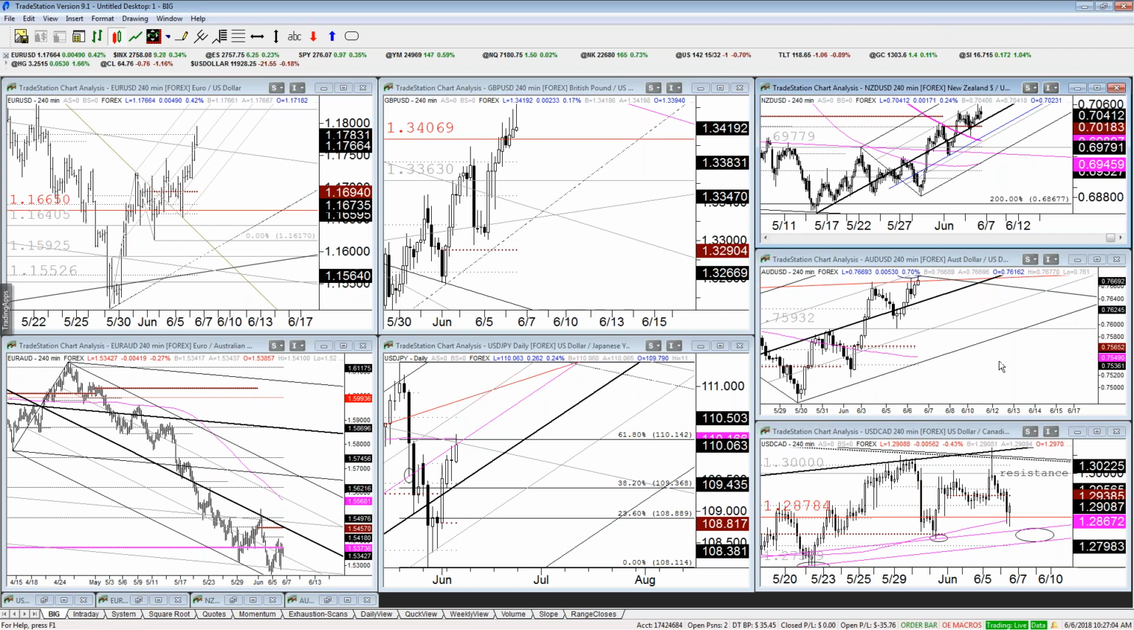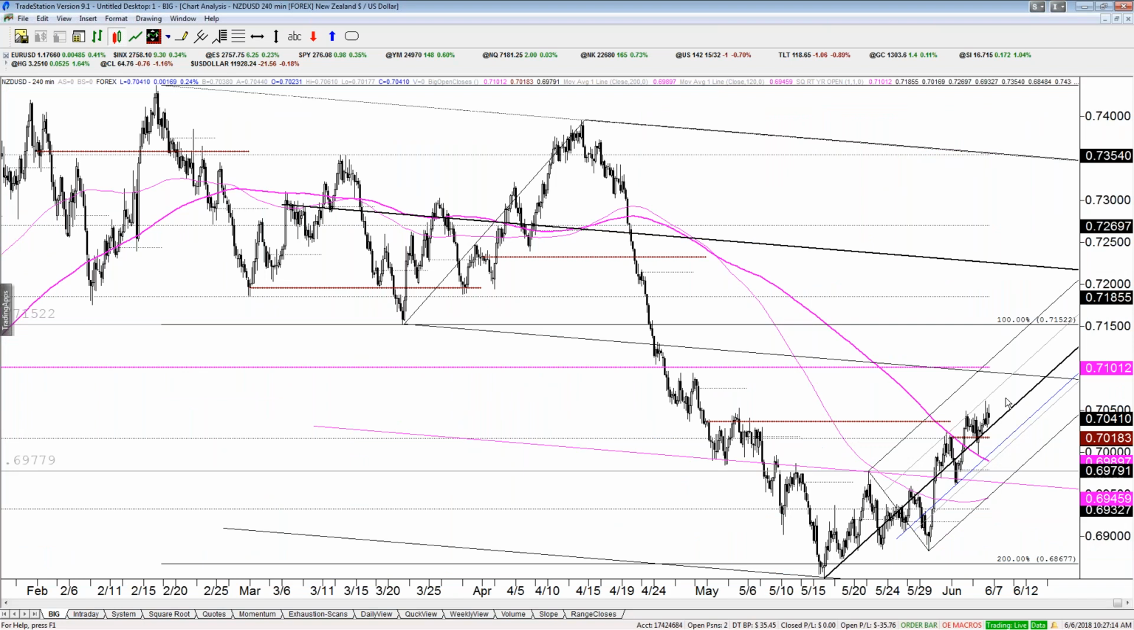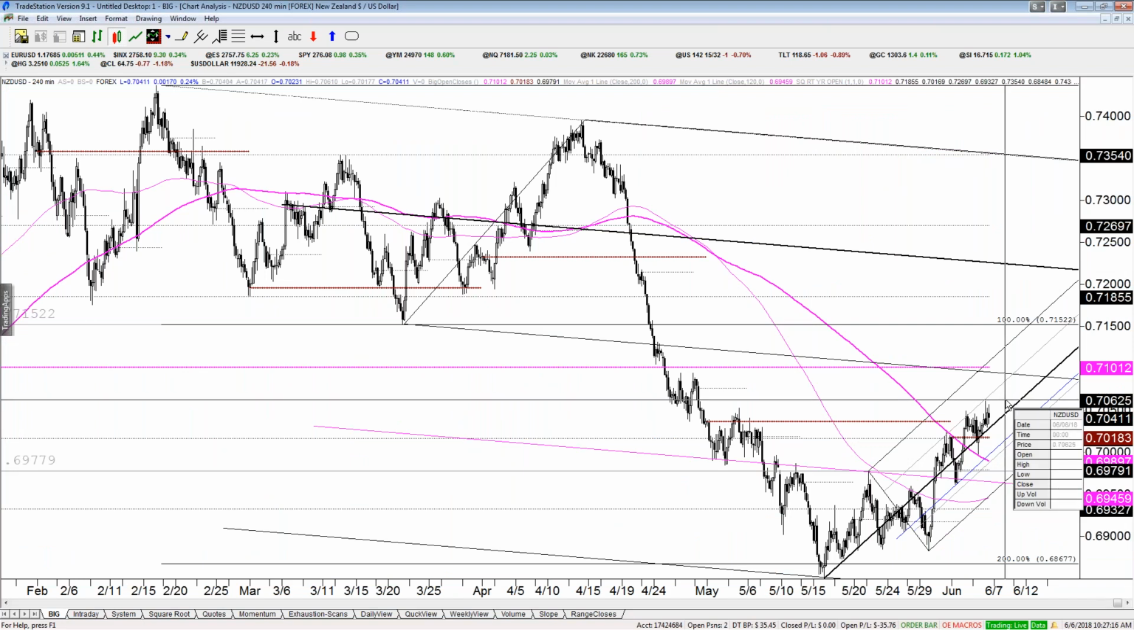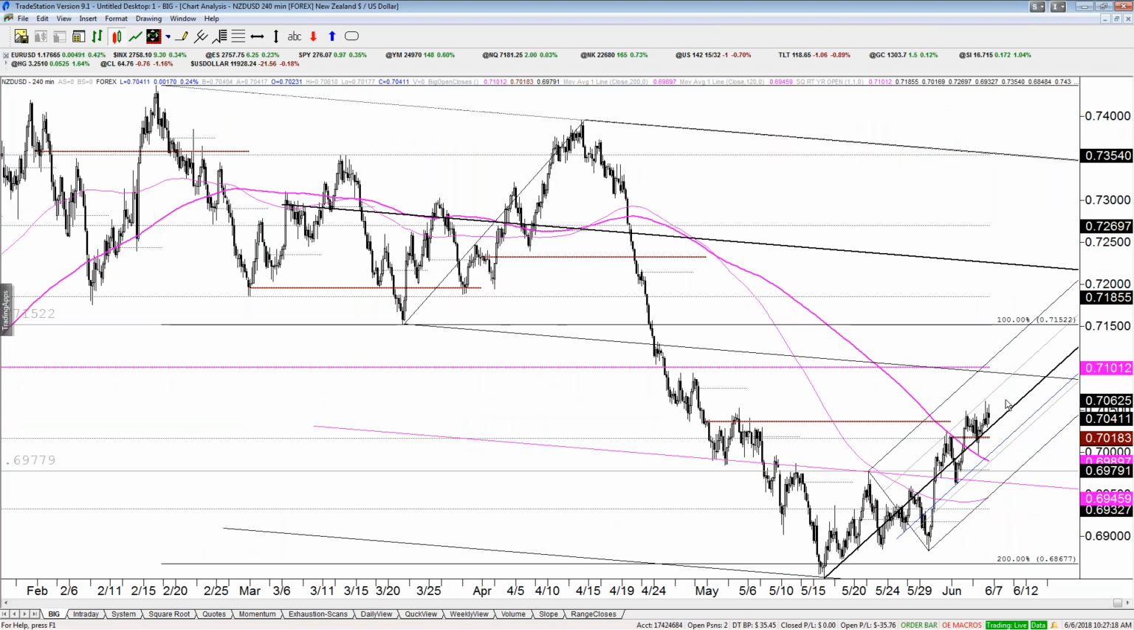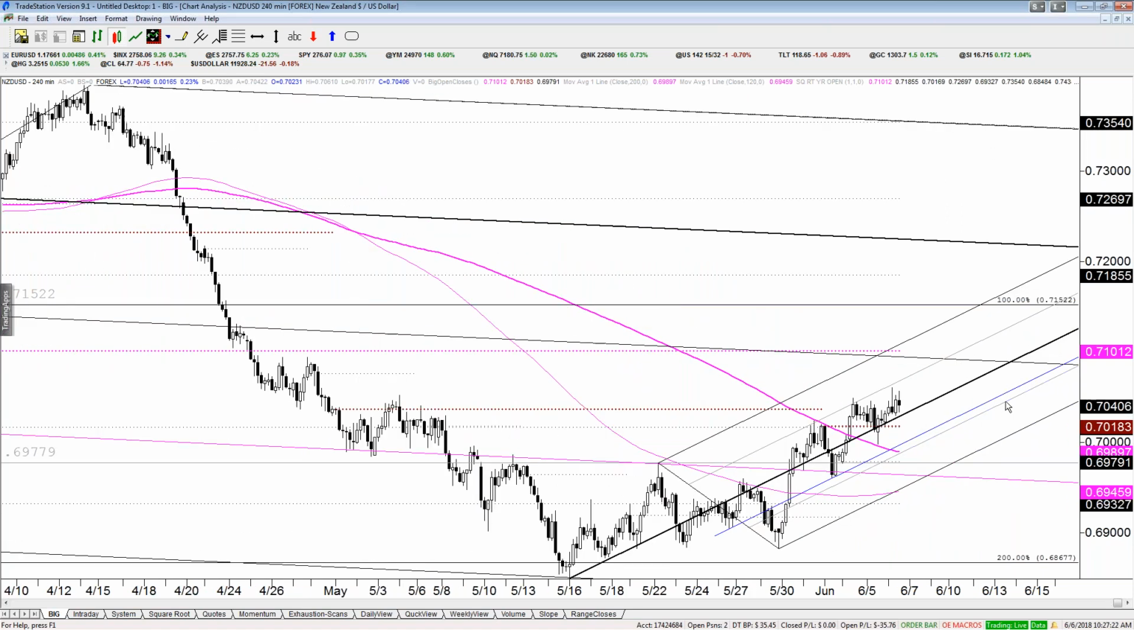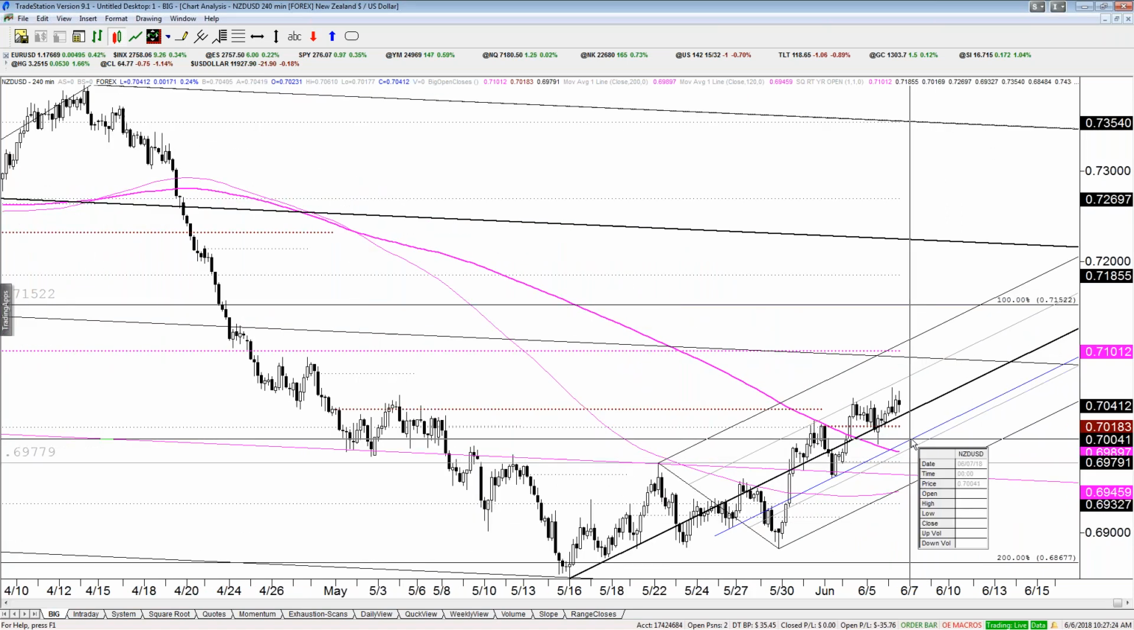I still like Kiwi higher a little better than Aussie, just based on the fact that you don't seemingly have this overhead resistance that the Aussie dollar has. So in this case, you do have a very clean fork, and I would actually be looking to buy back down here.